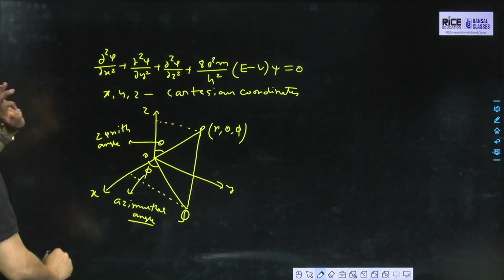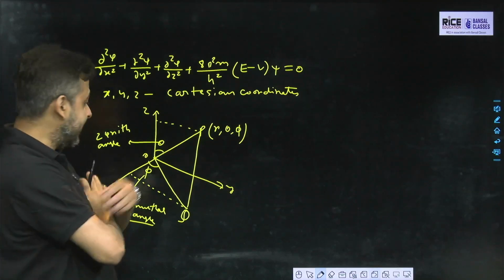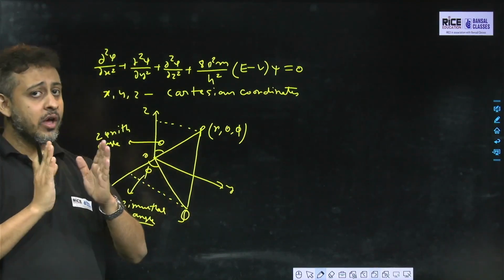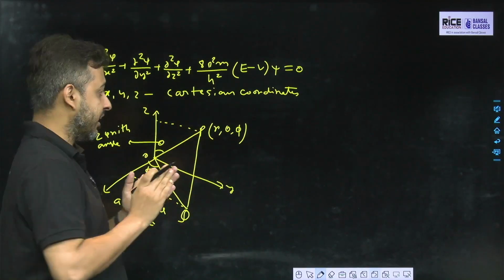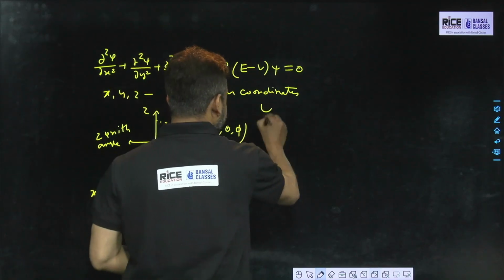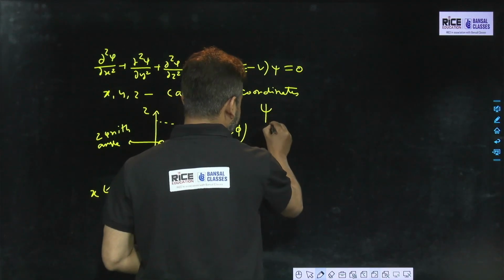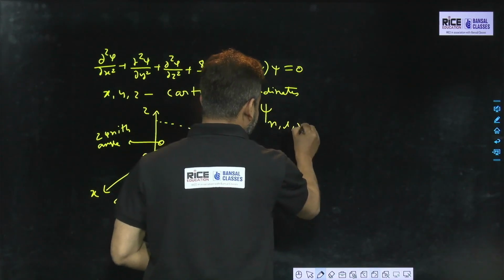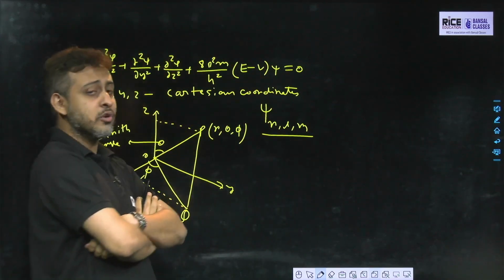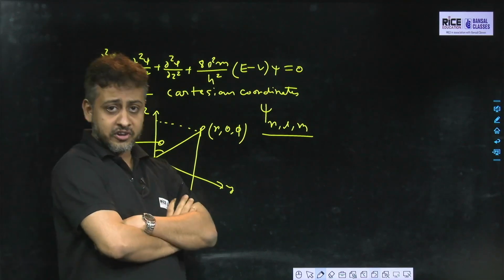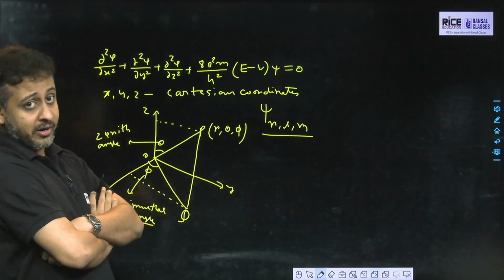This theta and phi determine the angular part of the wave function. As you know, if we solve the Schrodinger wave equation, we can have the values of n, l, m. What are n, l, m? n is the principal quantum number, l is the azimuthal quantum number, and m is the magnetic quantum number.